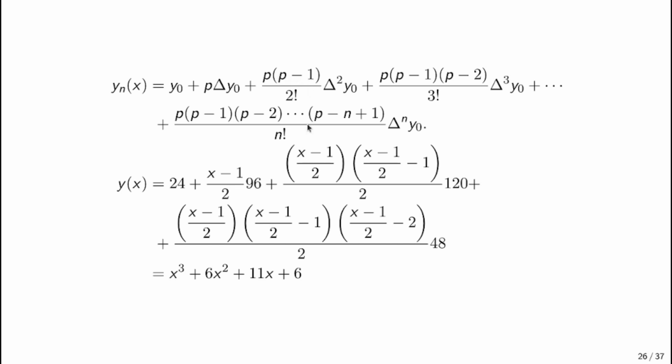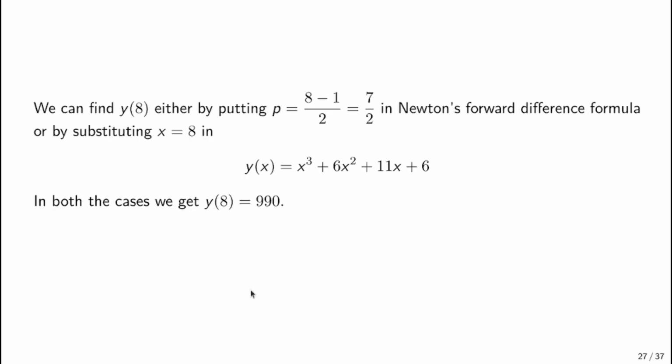So p times p minus 1 is (x minus 1) by 2 times ((x minus 1) by 2 minus 1). p times p minus 1 times p minus 2 become (x minus 1) by 2, ((x minus 1) divided by 2 minus 1), ((x minus 1) divided by 2 minus 2). Now this problem is reduced to simple algebra and we can simplify it as y of x is equal to x cube plus 6x square plus 11x plus 6. So we can verify that this formula satisfies all the given conditions.